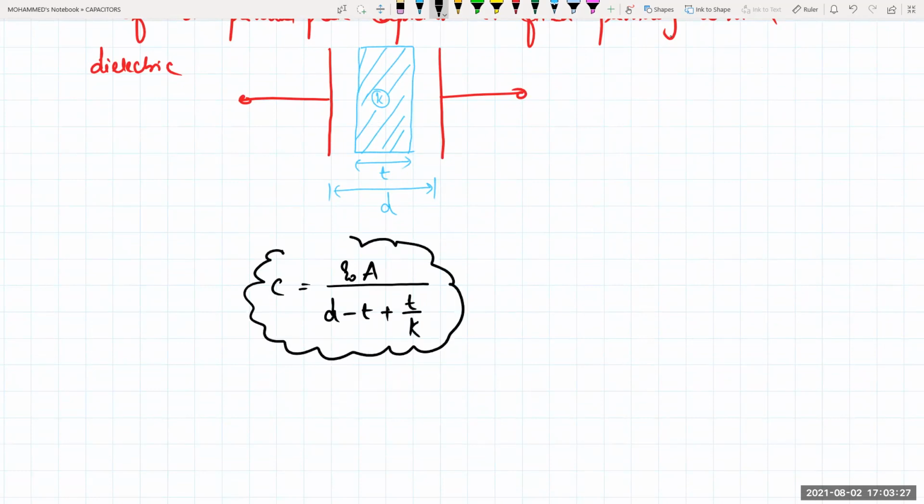Directly remember, in terms of thickness, C will be equal to epsilon naught into A divided by D minus T plus T by K. Is that clear? Yes, sir.